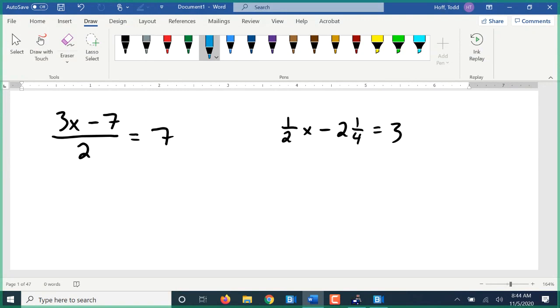So for the first one, first thing we have to do is to get rid of that dividing by 2. We look at what was done to x here to build this. X was multiplied by 3, 7 was subtracted from it, and then the whole thing was divided by 2. So to take it apart, we multiply by 2 to get rid of the dividing by 2. So we've got 3x minus 7 equals 7 times 2 is 14.